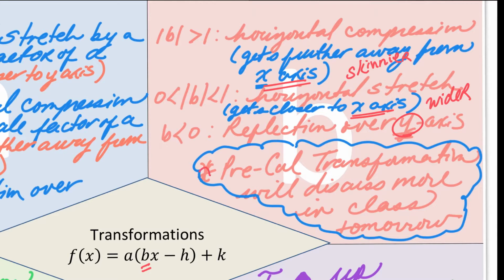Again, we're going to discuss the b value in more depth tomorrow because it's really a pre-calculus topic, and in Algebra 2 we mainly focused on the a, h, and k.